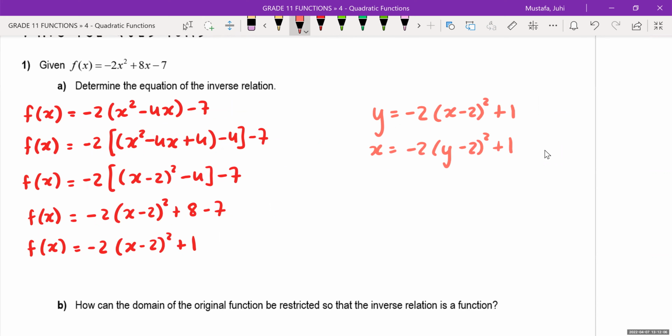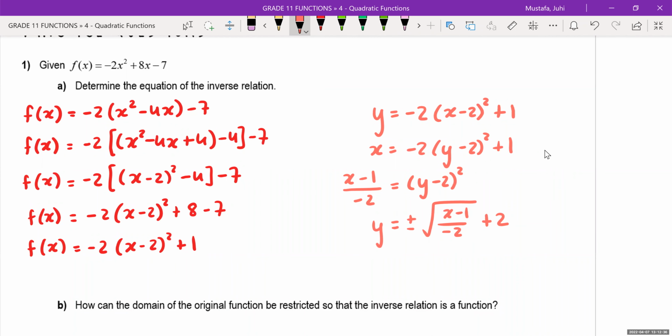I'm going to move the plus 1 to the other side and divide by negative 2, so it's going to be (x minus 1) over negative 2 is equal to (y minus 2) all of it squared. I'm now going to take the square root, but I'm also going to flip everything around. So my final answer is going to be y is equal to plus or minus the square root of (x minus 1) over negative 2, plus 2.